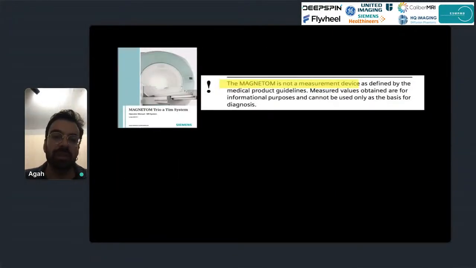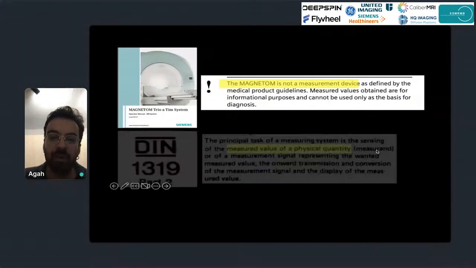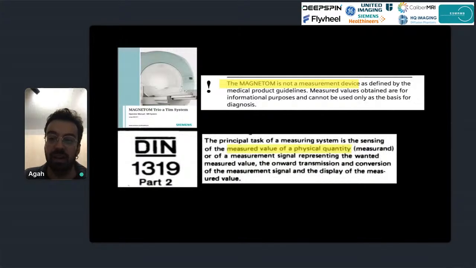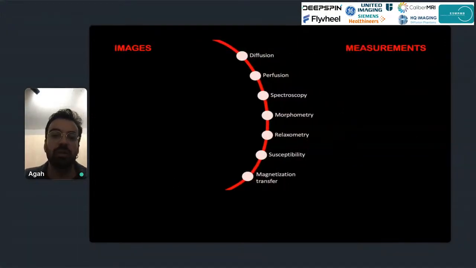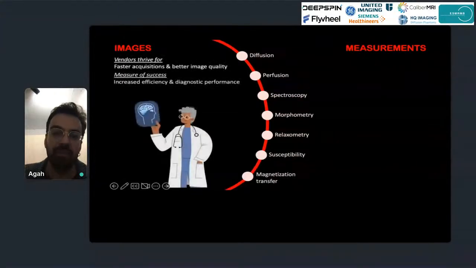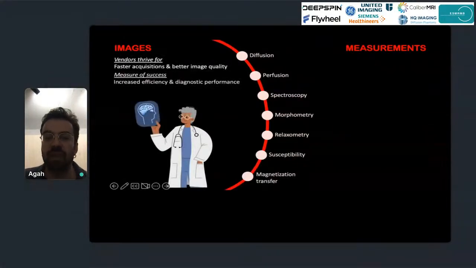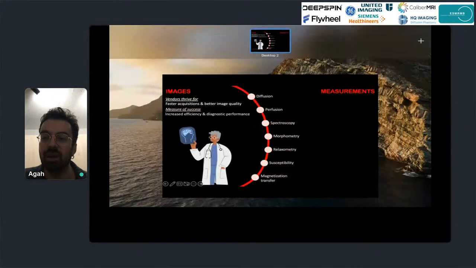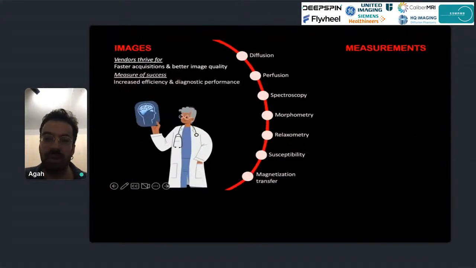I'd like to start my presentation with a screenshot from the operator manual of a 3T scanner. It says, "This is not a measurement device. Measured values obtained are only informational, not for diagnostic purposes." And when we go to the reference standard, we see the reason why. A measurement must quantify a physical parameter, but this is not what manufacturers aim at. Because clinical use of MRI is dominated by weighted imaging, so vendors strive for faster acquisitions and better image quality, then measure their success by increasing efficiency and diagnostic performance.